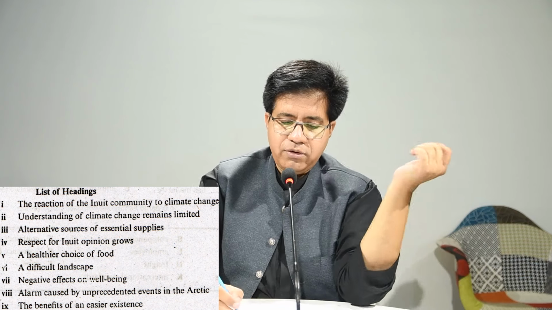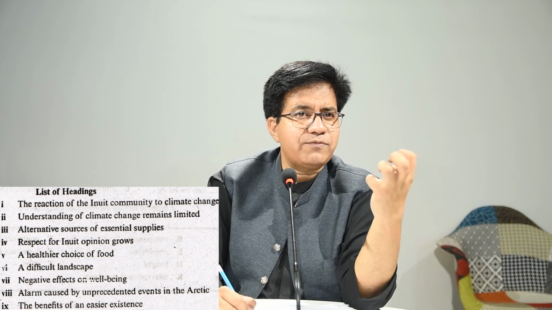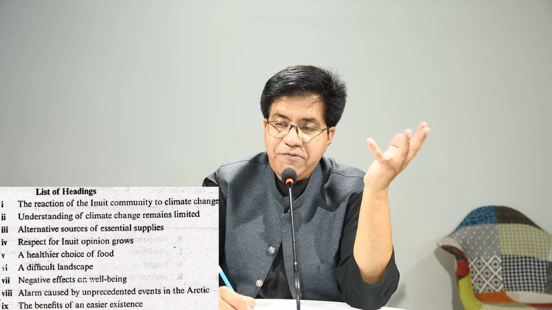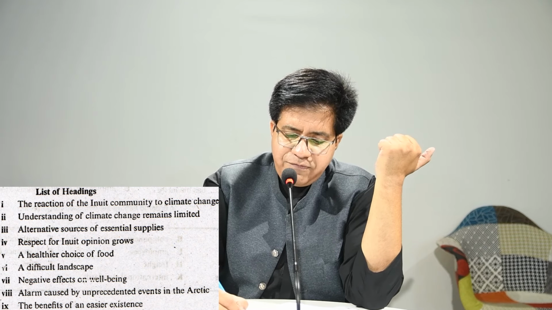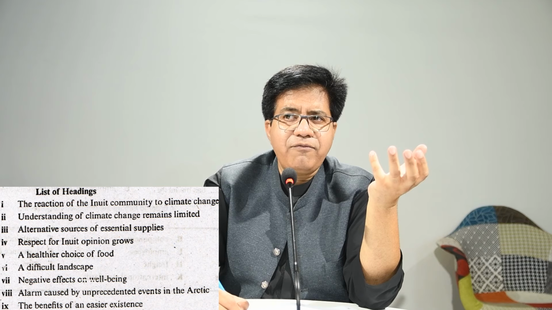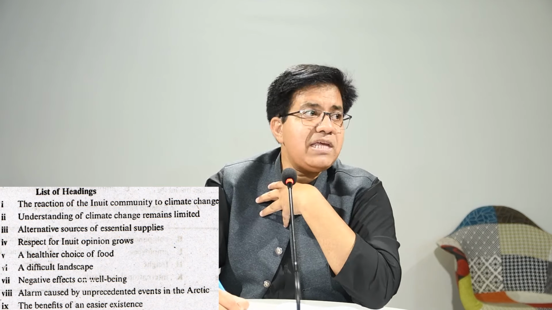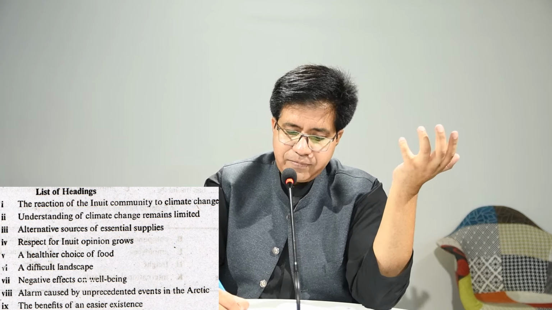Healthier choice of food. Heading 6, difficult landscape. Difficult landscape means full of mountains, deep ravines, and all. The ravine, you know, khai, right? So difficult landscape. Heading number 7, negative effects on well-being. Well-being of people. So what are the negative effects? In one paragraph, they will talk about the negative effect. Means they will talk about negativity. And well-being is sort of health of people. Well-being means health of people.